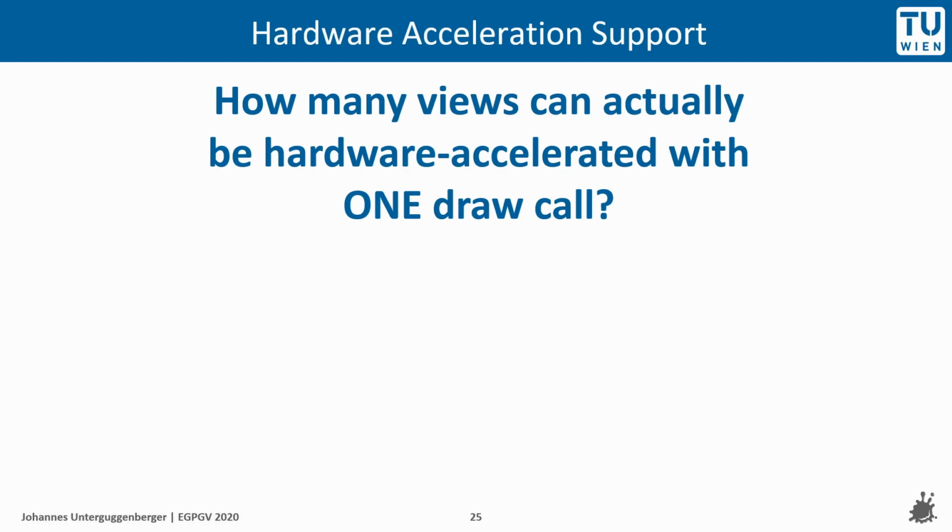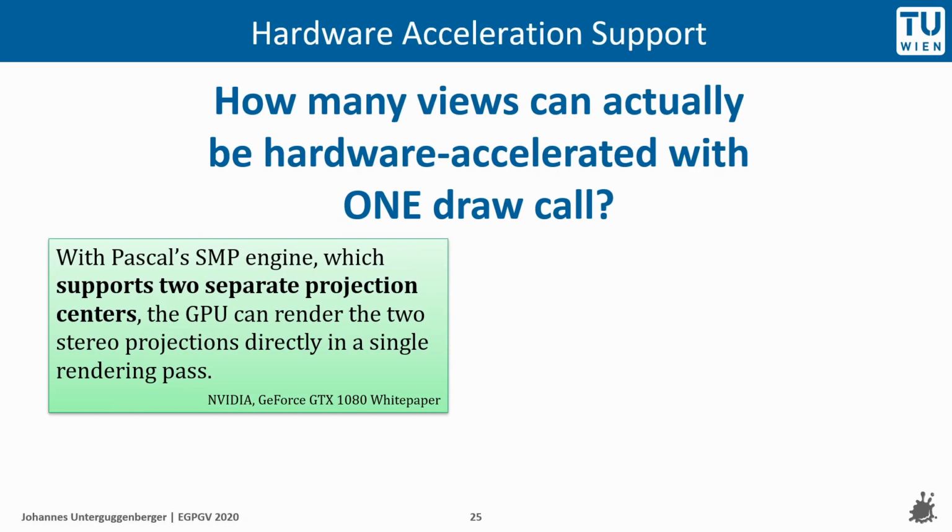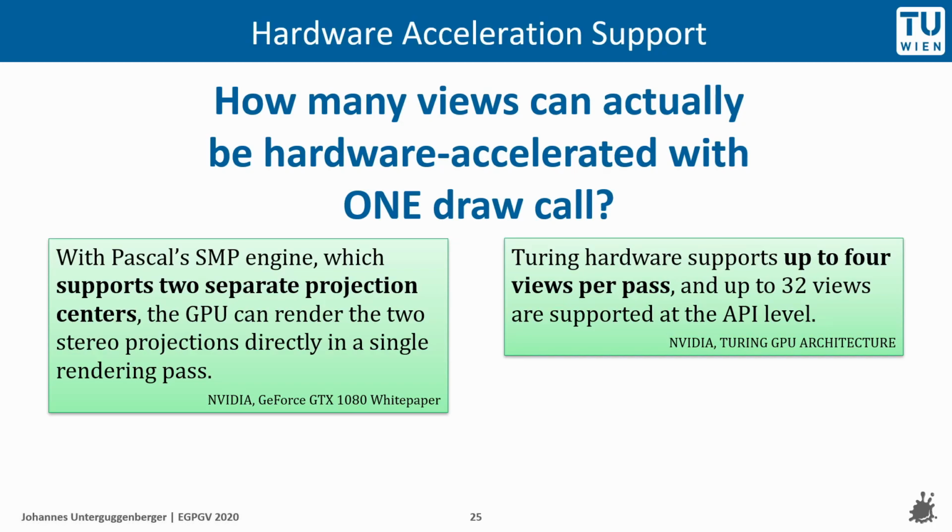The question is, how many views can actually be fully hardware-accelerated? The Pascal white paper says, with Pascal's SMP engine, which supports 2 separate projection centers, the GPU can render the 2 stereo projections directly in a single rendering pass. And the Turing white paper says, Turing hardware supports up to 4 views per pass and up to 32 views are supported at the API level. So on Pascal 2 views can be rendered with full hardware acceleration, and on Turing 4 views can be rendered with full hardware acceleration. But 32 views are supported on the API level. Shouldn't the API schedule rendering of more than 4 views in the most optimal manner?